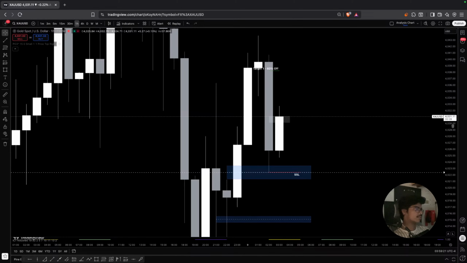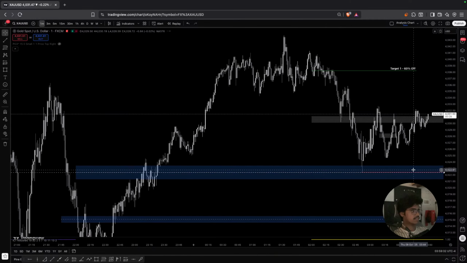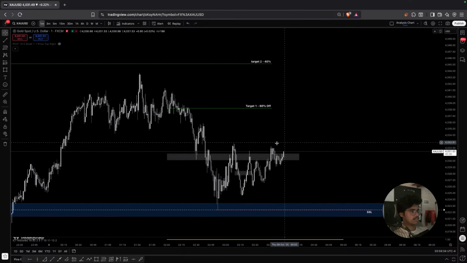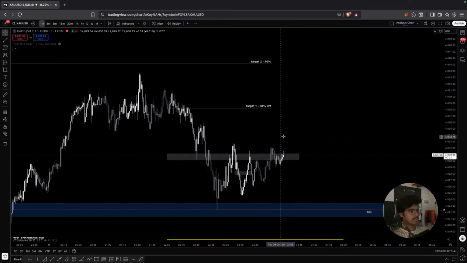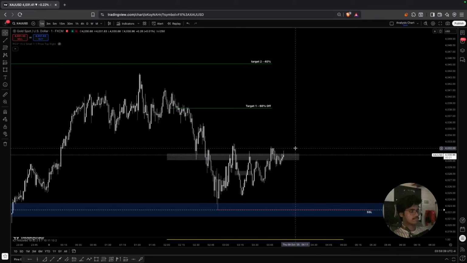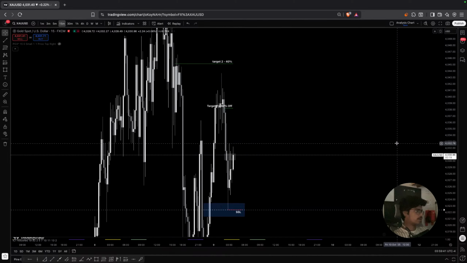Let's wait 30 seconds only. We'll wait 30 seconds, see what is about to happen. While this consolidation was happening, there's a lot of sell side liquidity that has been created. So if the market takes out these highs, then it can create some kind of entry form.